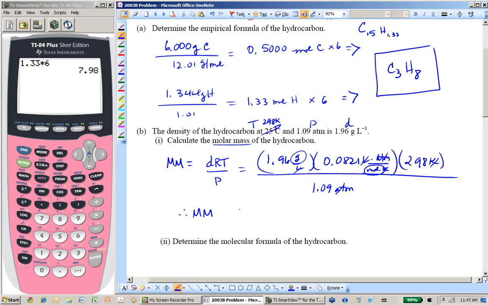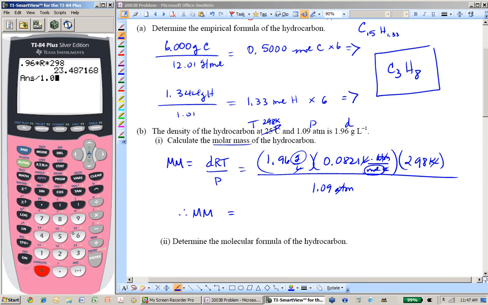So the molar mass is equal to 1.96 times R times 298, divided by 1.09, equals 21.54. What happened? That's not right. Let me try that again, because it's supposed to come out like 44. So I may have mistyped something.